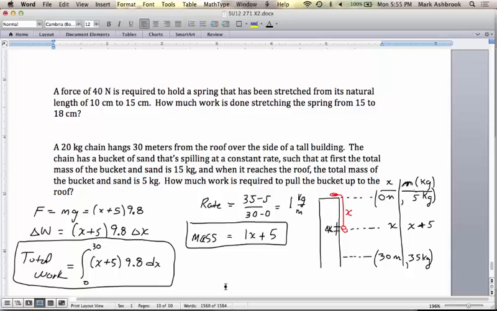You also could have done it separately. Like you could have taken what you had before and just set up a new integral for just the bucket, and then added them together. That would have worked too. If you did that, you just consider the bucket. But you still need this kind of linear relationship of what the mass of the bucket and the sand is.